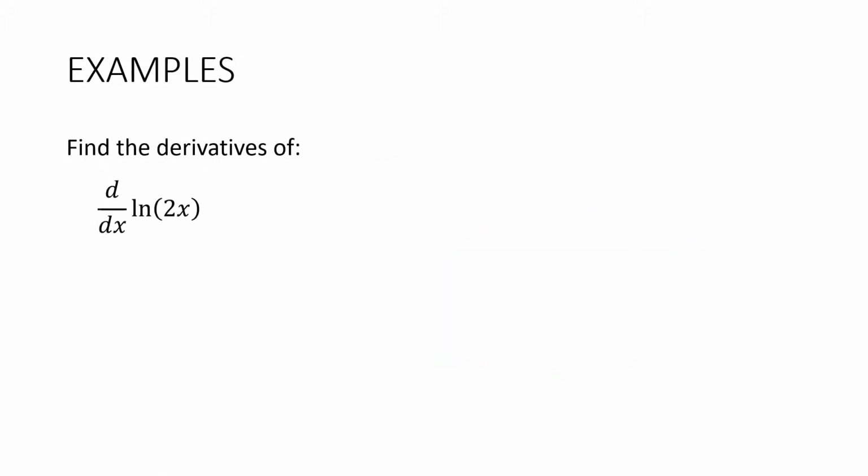So let's find the derivative of ln 2x. You can see here we've got a function inside another function. So I'm going to do this outer function first. So that's going to be 1 over 2x. And then I'm going to times by the derivative of the second function, which is 2. And those 2's are going to cancel out, and we're going to be left with 1 on x.